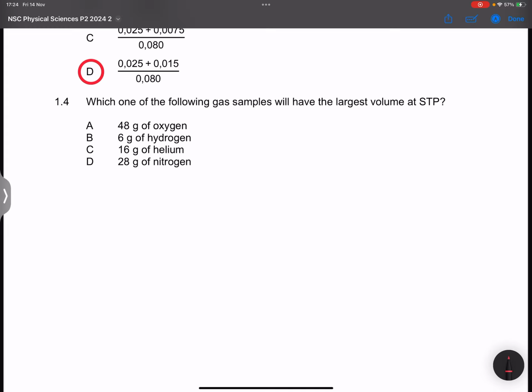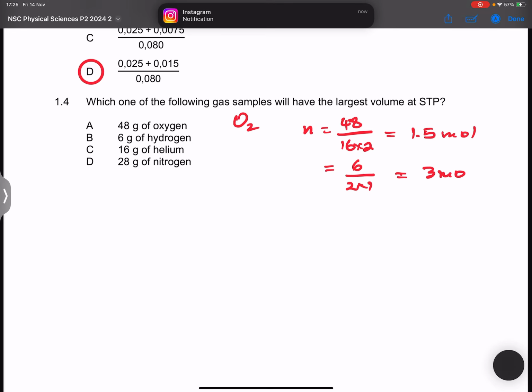So let's check. We've got 48 grams of oxygen. So the number of moles in that case will be mass, that's 48, divided by molar mass. Now remember, oxygen is 16, but oxygen is O2, so that's going to be divided by 16 times 2. So that will be 48 divided by 32, which gives us 1.5 moles, right? And then what about B? That will be the number of moles, 6 divided by hydrogen. Hydrogen is H2, so that's 2 times 1. So that will be 3 moles.